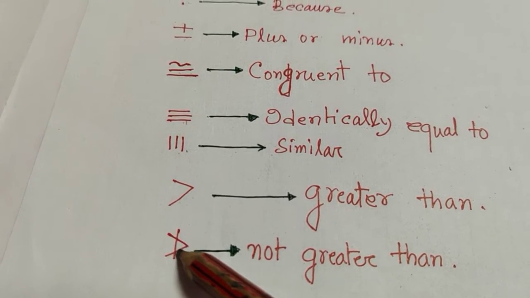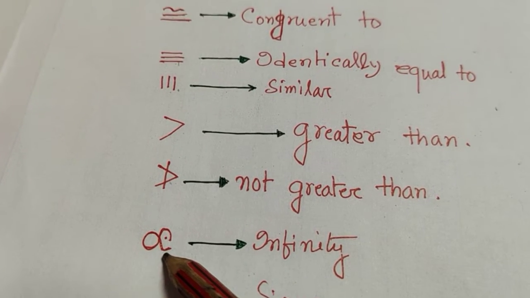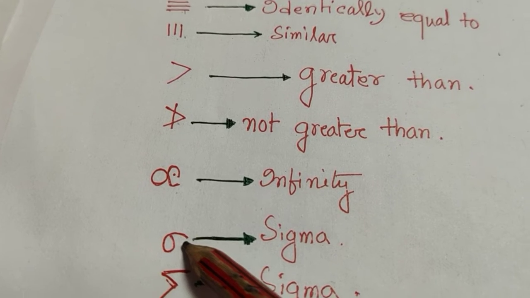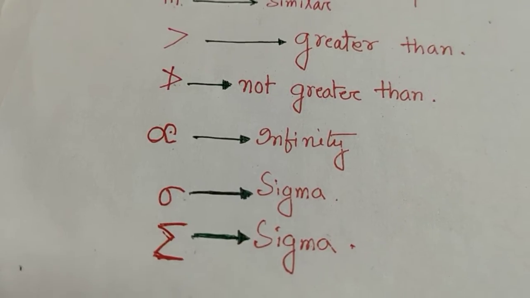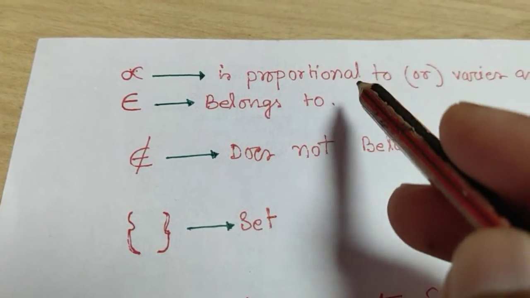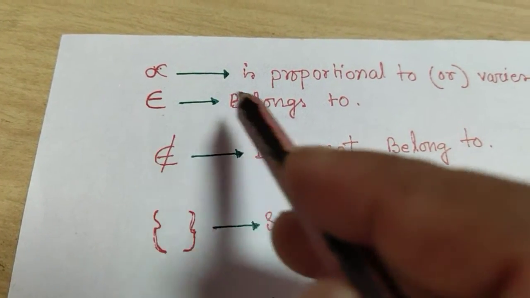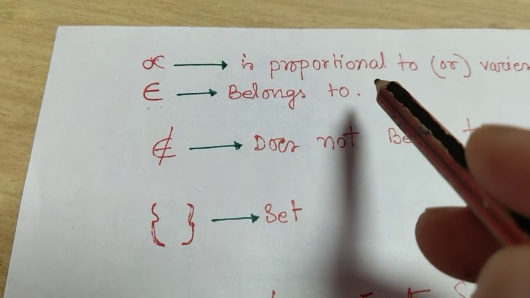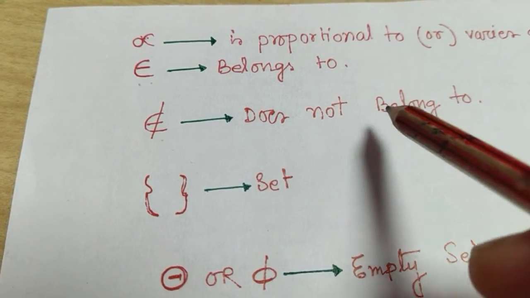This notation, not greater than. This notation, infinity. This notation, sigma. This notation, also sigma. This notation is proportional to or varies as. This notation, belongs to. This notation stands for belongs to. This notation does not belong to.